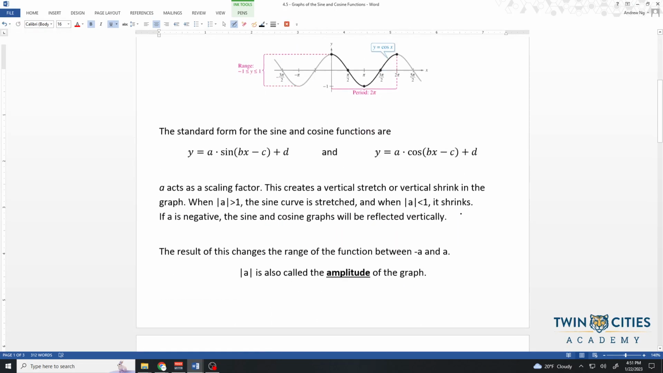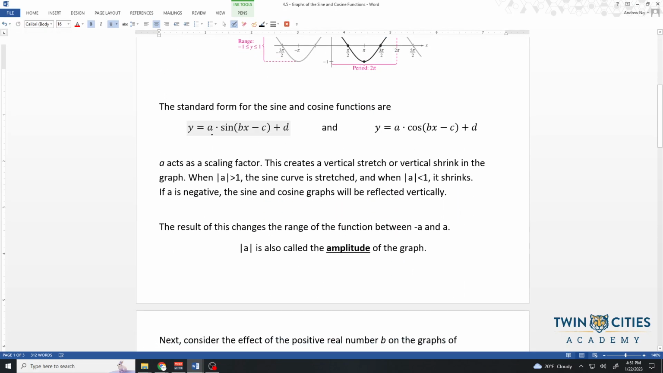Here are the standard forms for both of these. y equals a times sine of (bx minus c) plus d. That's for the sine. And for cosine, we've got y equals a times cosine of (bx minus c) plus d. So in this, a, the number at the front of either the sine or the cosine, this is the coefficient, and it acts as our scaling factor. This creates a vertical stretch or vertical shrink, similar to other functions in the graph.